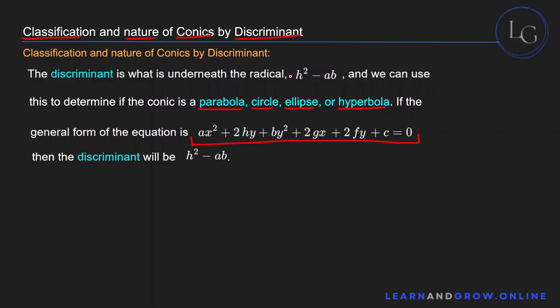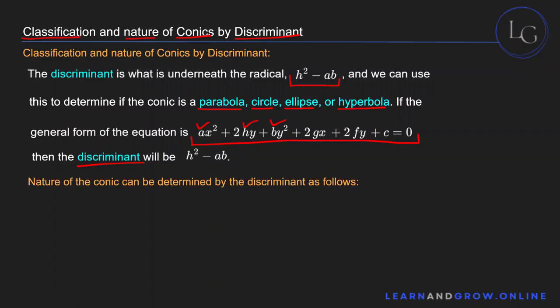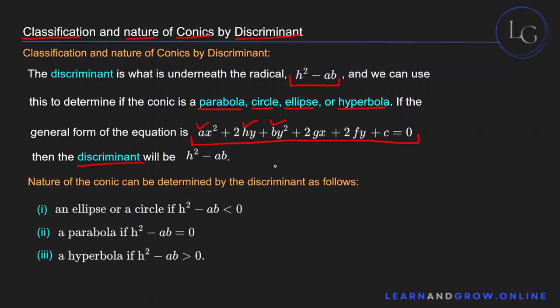In that case, you use this thing, the discriminant. Basically, it's h squared minus ab. That will be the discriminant. And this h is basically this one, this a is this one, and this b is this one. Once you have these values from the general equation, you can determine if it's a parabola, a circle, an ellipse, or a hyperbola.